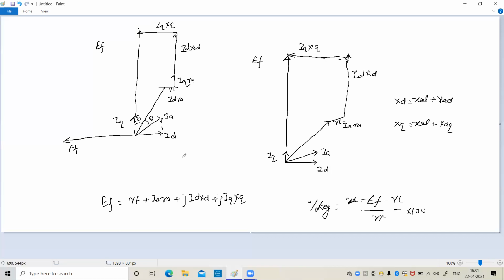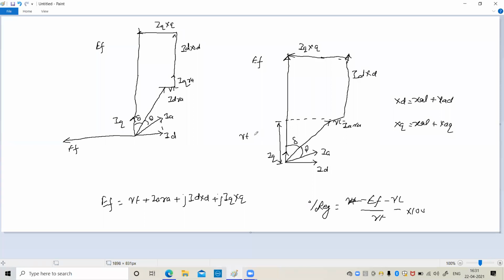Now suppose you want to calculate the voltage regulation, it is necessary to calculate these voltages. Then it is possible to calculate the terminal voltage. Say for example, we will take one more relation here. Suppose we will take this value. So what is that value? This much part is equal to VT. This angle is delta. This angle is theta.